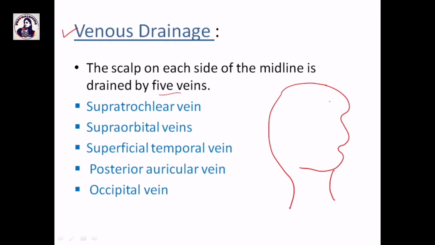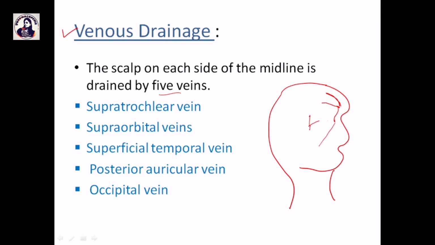So firstly what happens is, suppose this is the supratrochlear vein and this is the supraorbital vein. These combine to form the angular vein, and this angular vein drains into the facial vein. Again there is the superficial temporal vein, and here is the maxillary vein.